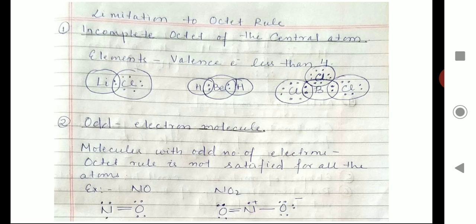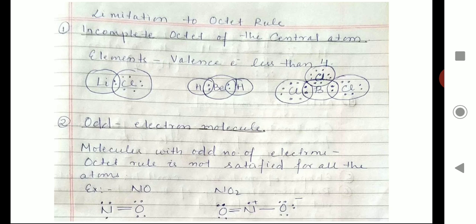Now we will talk about the limitations of the octet rule. The first limitation is for elements having valency less than 4. If the valency is less than 4, then even after drawing the Lewis dot structure, we cannot get the octet for that particular atom.